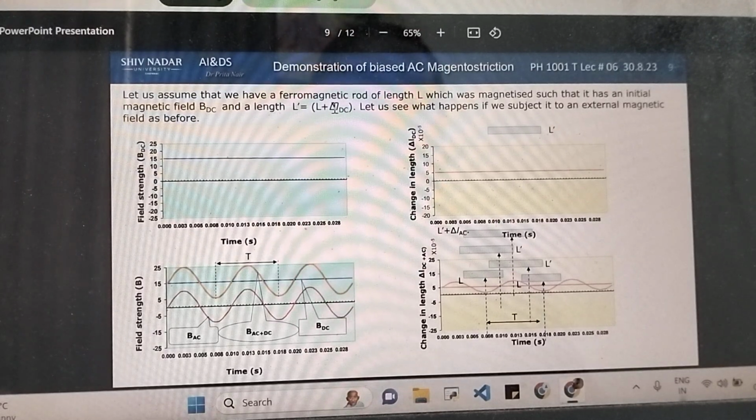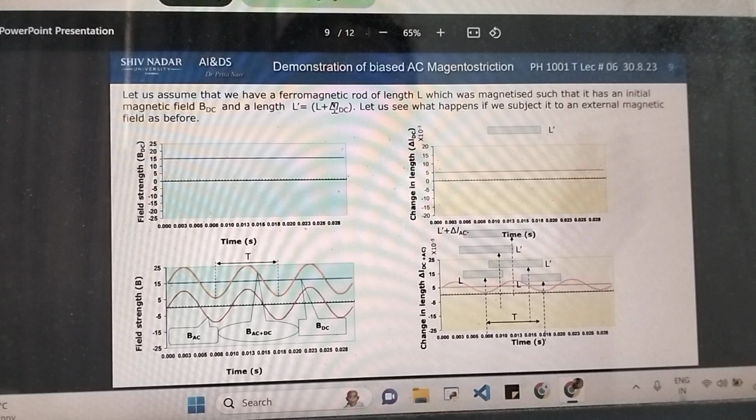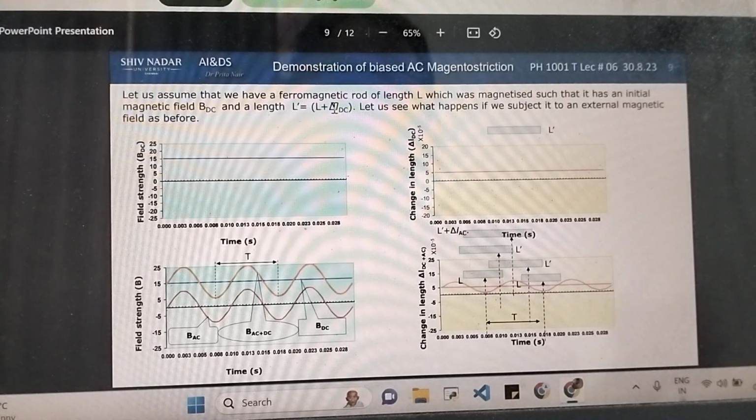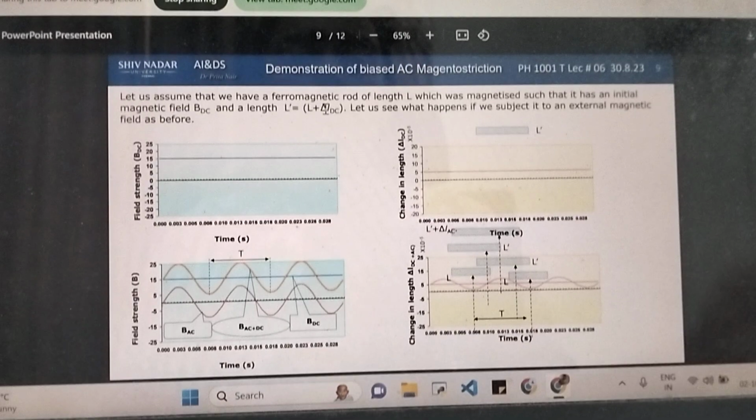So now you can say one full cycle of AC current, only one full cycle of elongation and compression happened. I say full cycle because it is considered to have completed its cycle only when it comes back to L. So now you have a one-to-one correspondence, so your calculations get simplified.